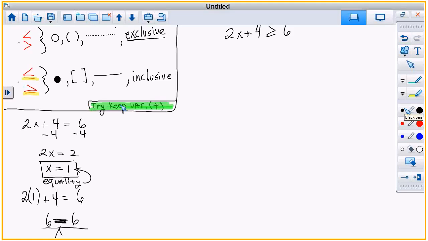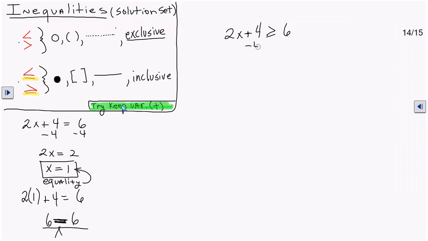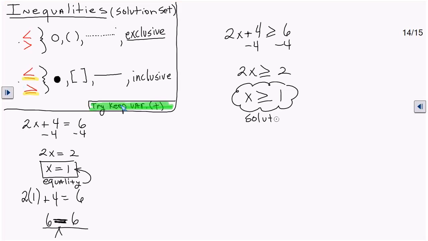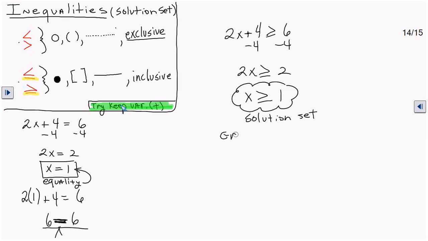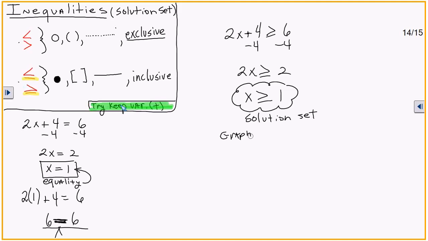Now, I'm going to solve it just like I always do. Minus 4, 2x is greater than or equal to 2. x is greater than or equal to 1. Now, this is what we call a solution set. Before, we had one number in the whole wide universe that would work. Now we got more than one number. How do you know? Well, you're going to graph it on a number line so you can understand it.